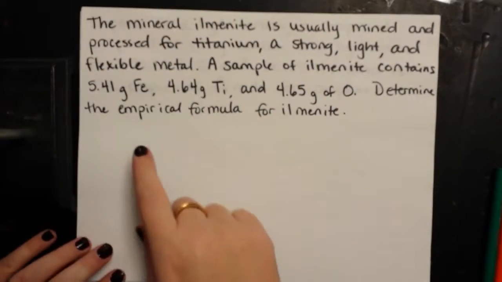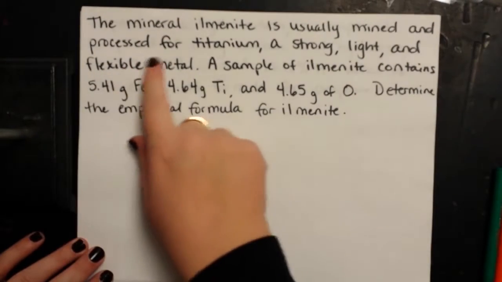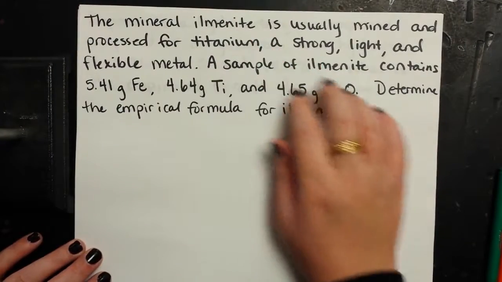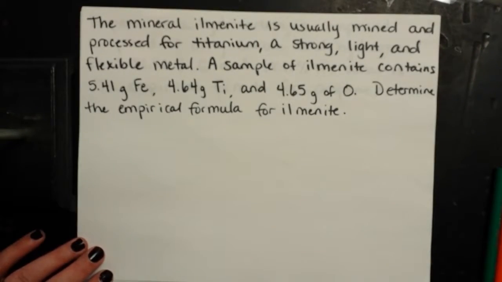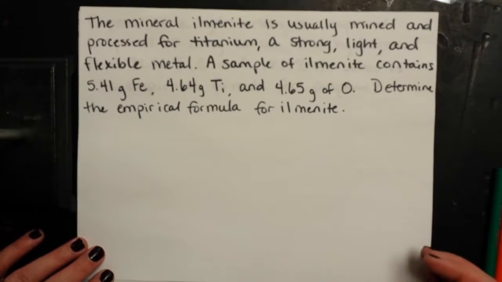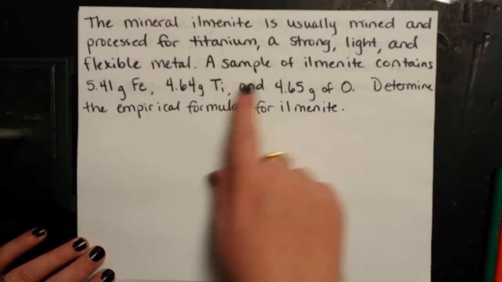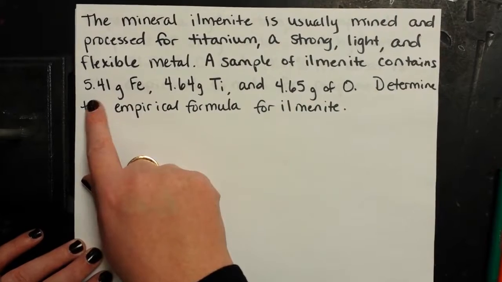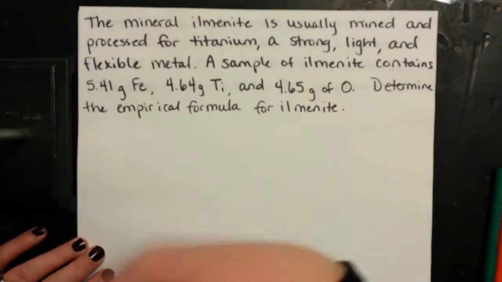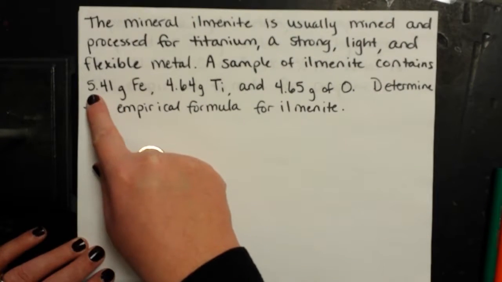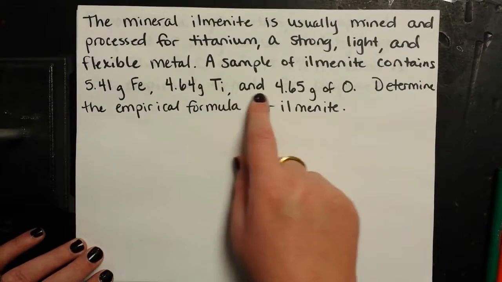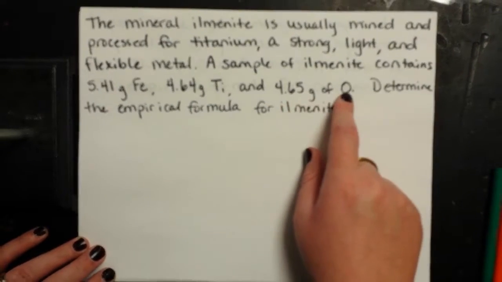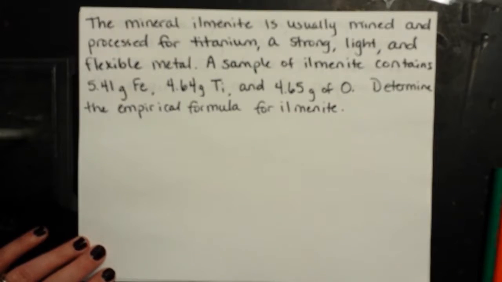Okay, so here I'm talking about the mineral ilmenite, and we actually get titanium from it to use in industry and for all sorts of applications. If we looked at a sample of ilmenite, you'll notice that it gives me masses. So whatever our sample was, there were 5.41 grams of iron, 4.64 grams of titanium, and 4.65 grams of oxygen. And we want to find the empirical formula.